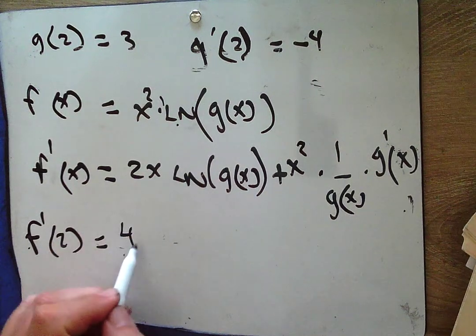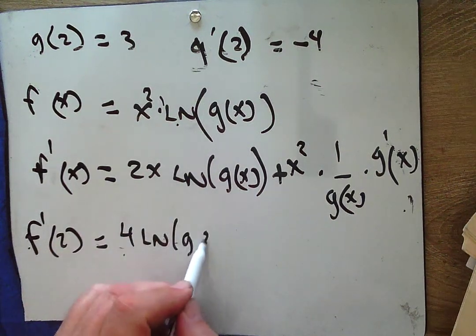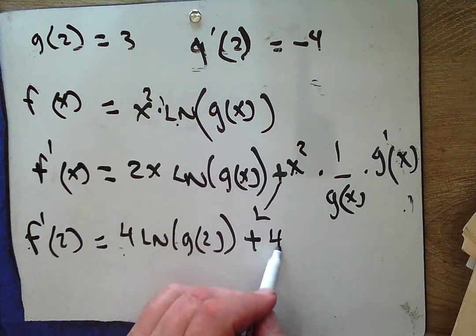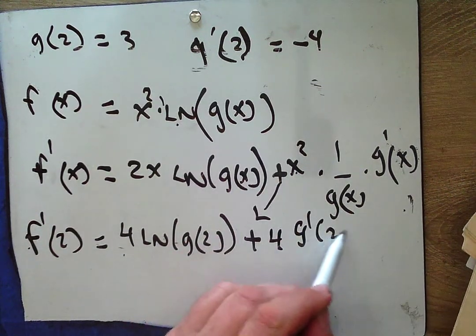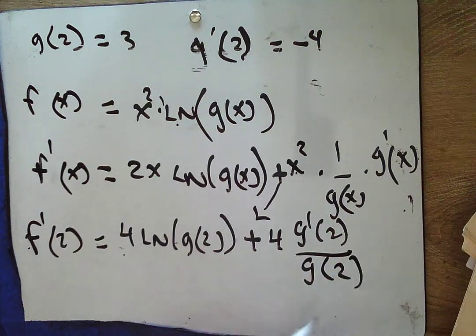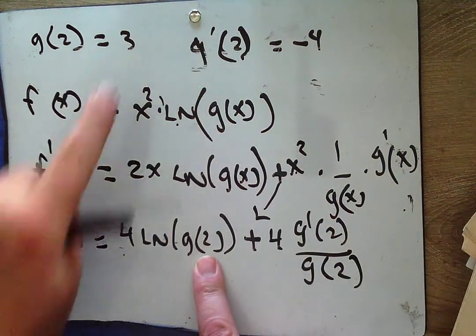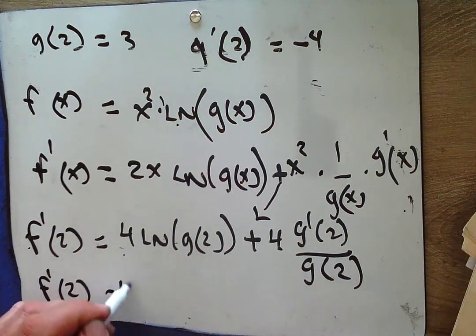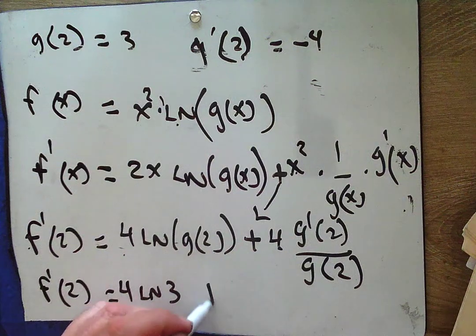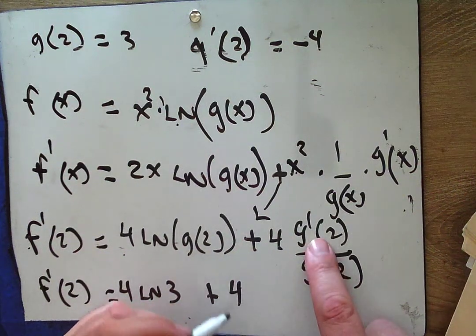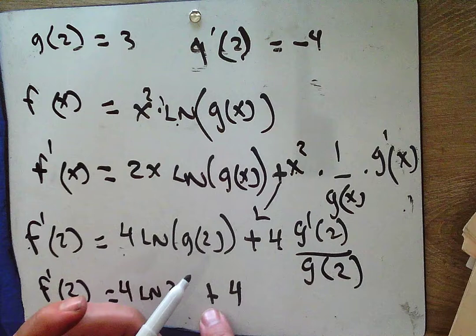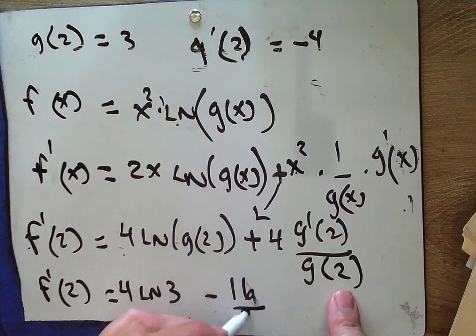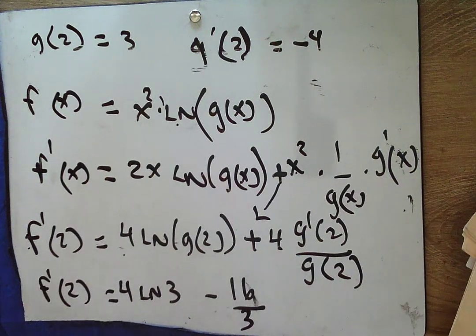2 times 2 is 4, ln of g of 2, plus 2 squared is 4, g prime of 2 over g of 2. So we know that g of 2 is equal to 3. So the derivative then, f prime of 2, is going to be 4 ln of 3 plus 4. g prime of 2 is negative 4. Negative 4 times positive 4 is going to be negative 16 over g of 2, which is 3. And I would just stop there and move on.